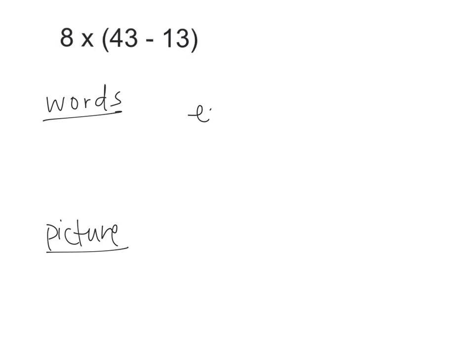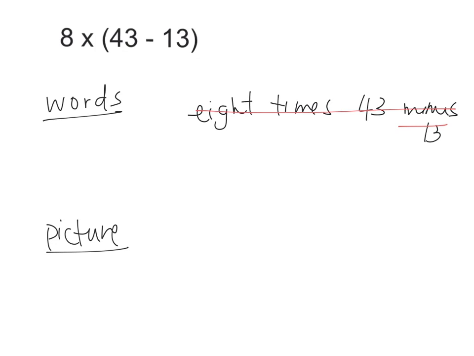Using words, this is 8 times 43 minus 13. Is that correct? Is this 8 times 43 minus 13? But that's what I see. If I tell you to do 8 times 43 minus 13, what would you do first? Would you do 8 times 43? Yeah. Is that what the problem's asking us to do? No. No, so this is incorrect. This is not 8 times 43 minus 13. So what is it in word form?